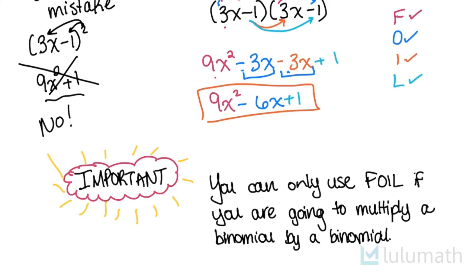I'd like to make a really important note. You can only use FOIL if you're going to multiply a binomial by a binomial. FOIL will not work for any other type of expansion. But the good news is you can expand it like we did in our first example with the x minus 5 times x plus 7. Or if you watch the video with the geometric model, you can use that model for any type of expansion that you'd like.